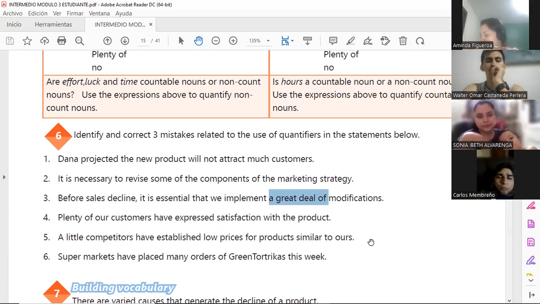Perdonen que no les describa, perdón, no reconozca la voz, perdón.